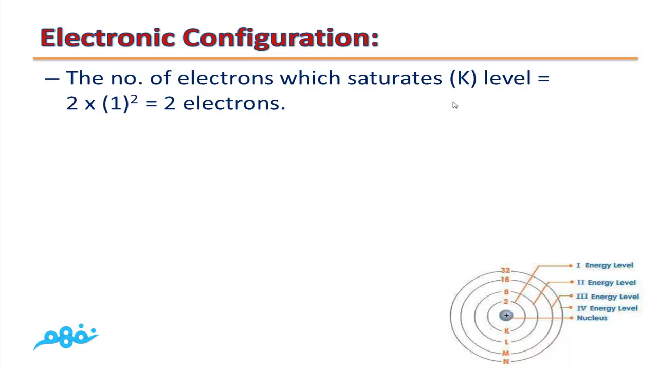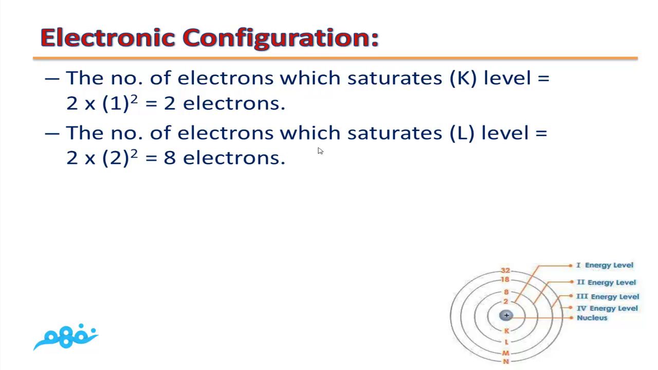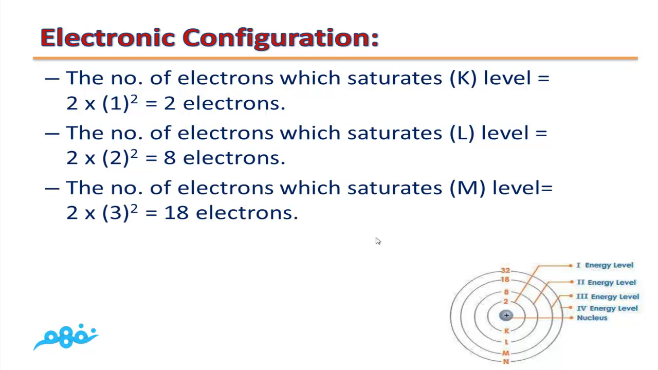The number of electrons that saturates K we can get from the relation 2n power 2. K is the first energy level, so 2 times 1 power 2, so K is saturated with 2 electrons. The number of electrons which saturates L can be calculated from the rule 2n squared. So 2 times 2 power 2, because L is the second energy level, equals 8 electrons. The number of electrons which saturates M equals 2n power 2 equals 2 times 3 power 2, because M is the third energy level, equals 18 electrons. So M is saturated with 18 electrons.